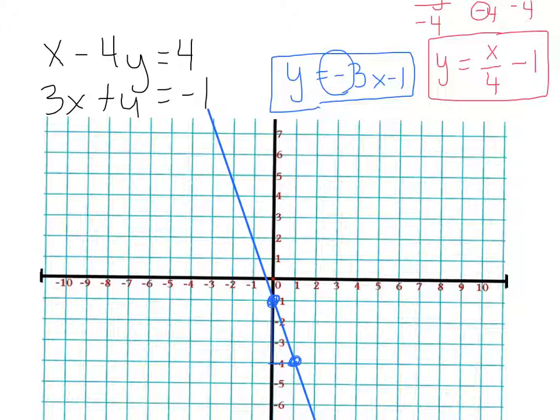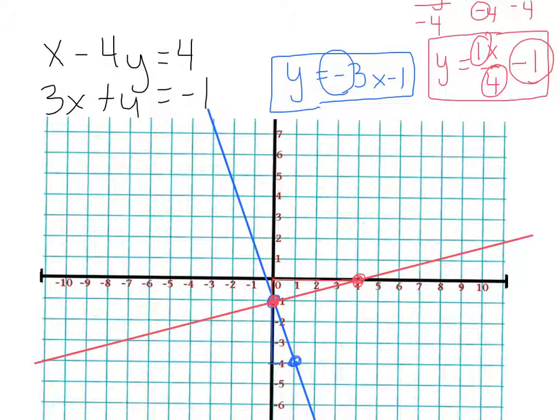Okay, and now to graph the red one, my y-intercept is negative 1, so I go down 1. And then my slope, what's understood to be in front of x? 1. So my slope is up 1 and to the right 4. So I'm going to go up 1 and to the right 4 right there. And I'm going to draw a red line connecting them both like this. And you can clearly see where the two equations meet.